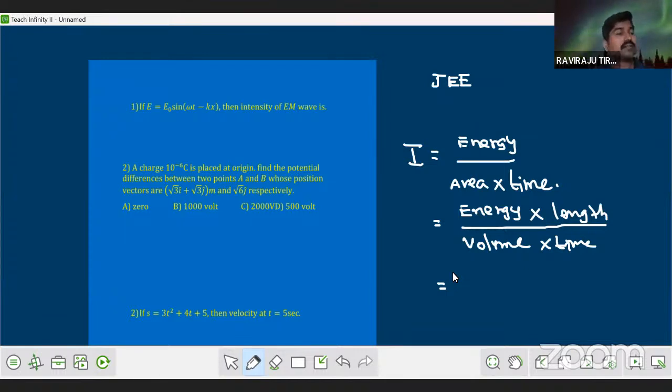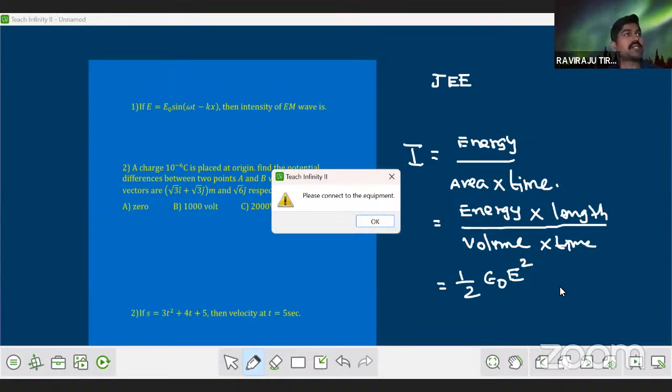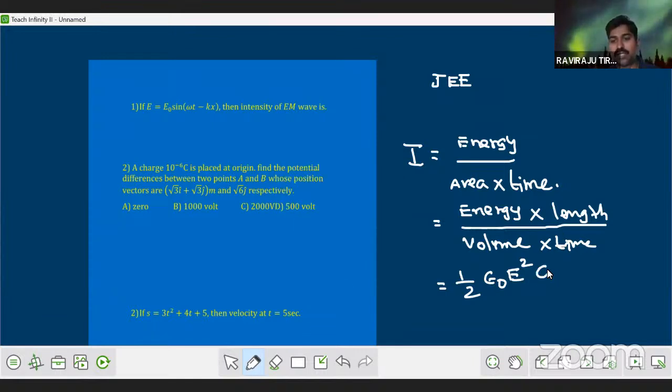What is left to write? Length by time is nothing but velocity only, na? This is an electromagnetic wave, na? What is the velocity then? So for an electromagnetic wave, what is the velocity? That is light velocity. All the electromagnetic waves have the same velocity, which is equal to light velocity. So that is nothing but c. So finally here you can write half epsilon naught E square c. Okay, that is one of the options given. I hope you understand that.